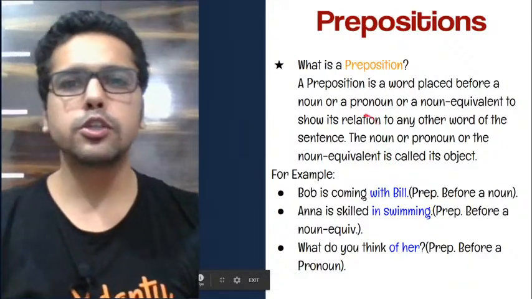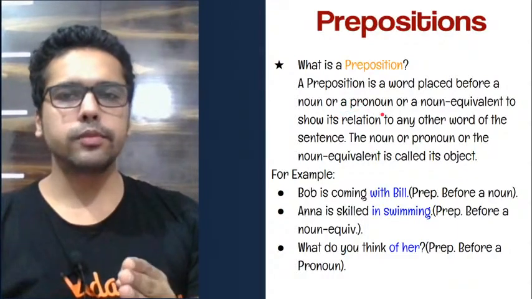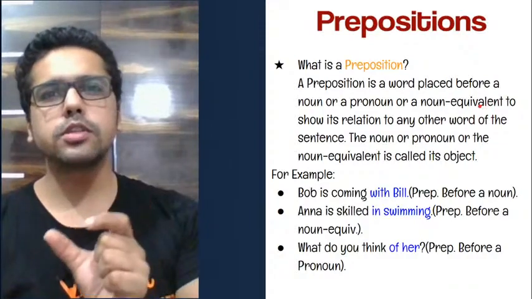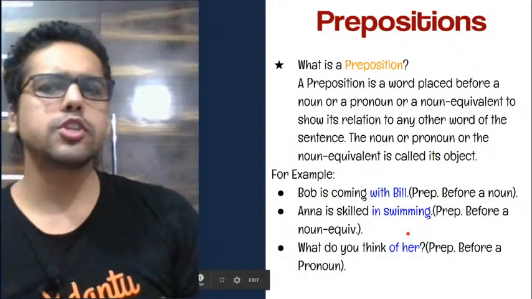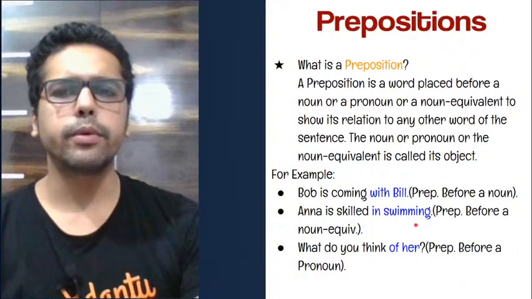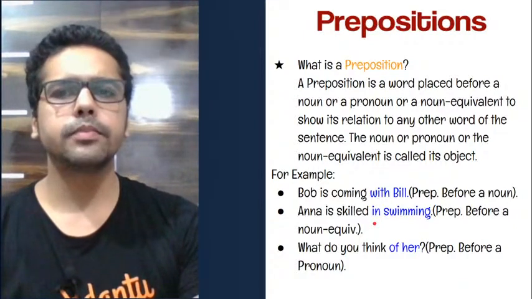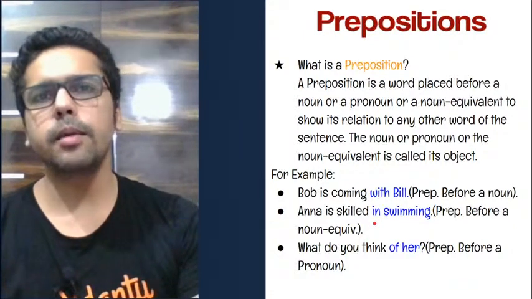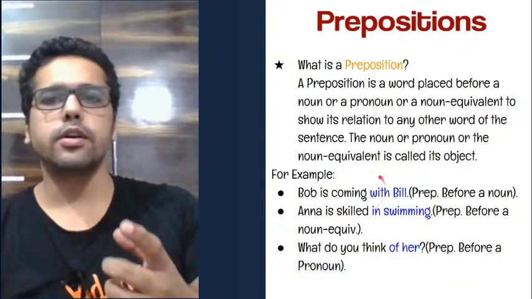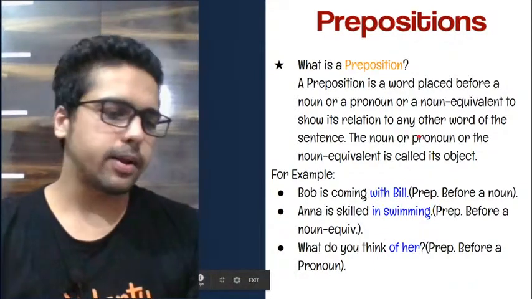So check this here. A preposition is a word which is placed before a noun or a pronoun or a noun equivalent. Now what do we mean by noun equivalent? A word which is equal to a noun. In this case, it's a gerund, the ing form. That also is a noun equivalent. Why do we call this noun equivalent? Because it has the same characteristics, or the same function, as a noun does. That's why it's equivalent to a noun. That's what a preposition is.